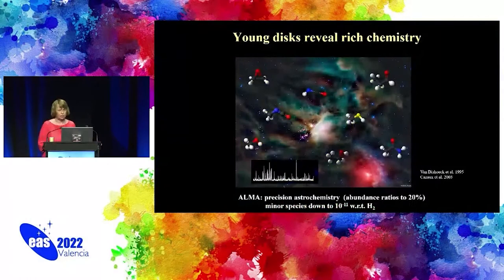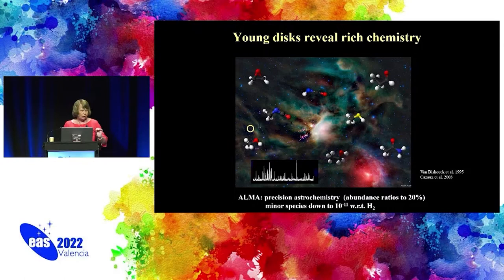So let's start actually with the young disks. And this is one of my favorite star-forming regions, Ophiuchus, and there is a tiny little protostar in there called IRS 16293 that we have been studying already for several decades. What ALMA brings now to the table is really precision astrochemistry. So in the past, we were always suffering from beam dilution and being forced to look at optically thick lines. Now we really are resolving the structures, and we can see the optically thin lines, the isotopologues, that can give us really very accurate abundance ratios.